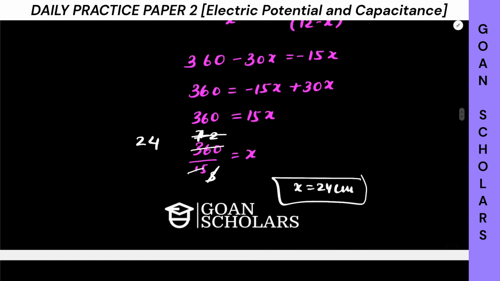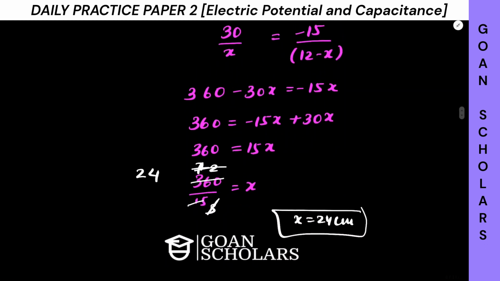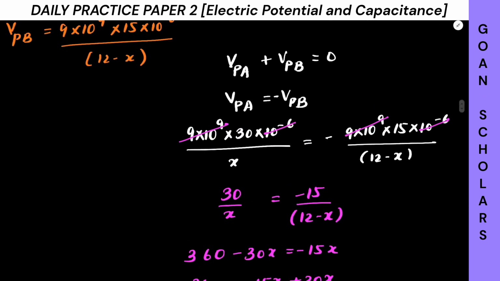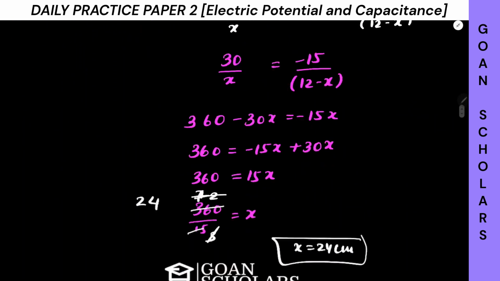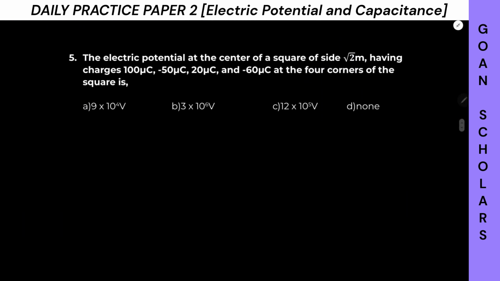Let me recheck our calculations. So 360 upon 15 is 24, 5 7s are 35, 5 2s are 10, and 5 3s are 15. Yeah, so none is the correct answer for this question number 4. Let's move to question number 5.